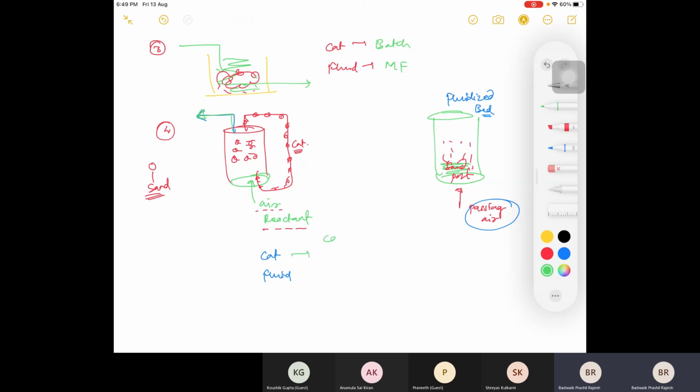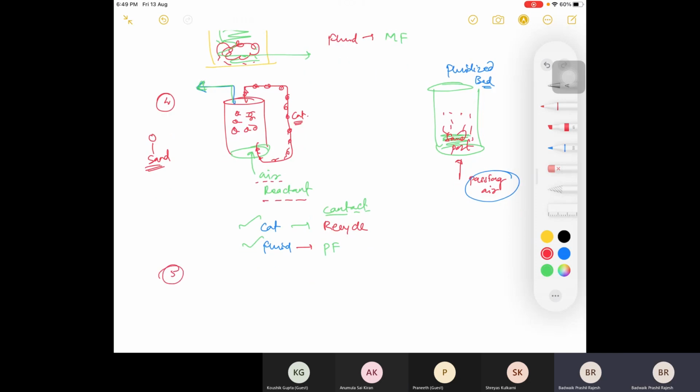Right, now you tell me the contact. Catalyst is in recycle and fluid is in plug flow. Understanding?